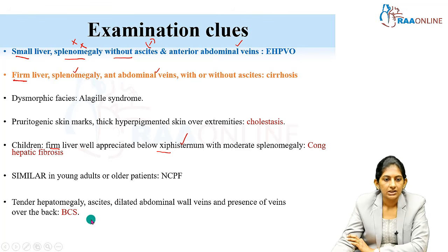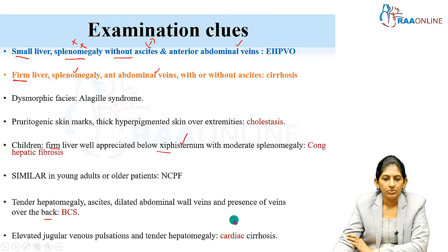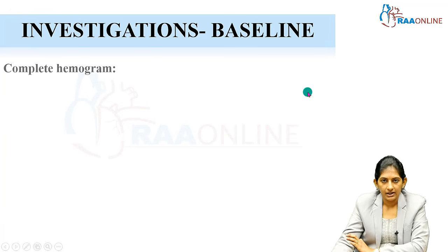And Budd-Chiari syndrome will have a tender hepatomegaly, ascites, recurrently forming ascites, tense ascites in Budd-Chiari. Dilated abdominal veins not only in the anterior abdominal wall but also over the back. That is Budd-Chiari syndrome. What about cardiac cirrhosis? Tender hepatomegaly and you can see the pulsations. JVP will be elevated.